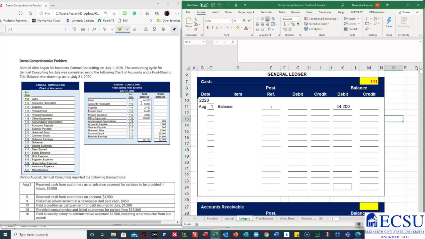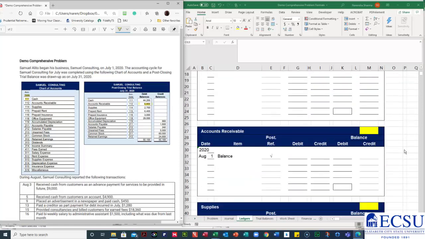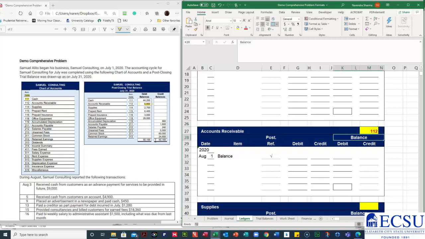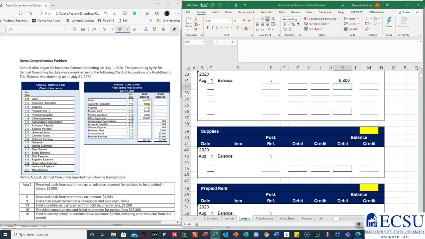Second is accounts receivable, which was 6,800. The code is 112, so I'm going to write that, and the balance amount for accounts receivable is 6,800. So I'm going to write that too. Now, next one we are going to do is supplies. As you can see, supplies is 114. Do I have a balance? Yes, a debit balance of 2,700.